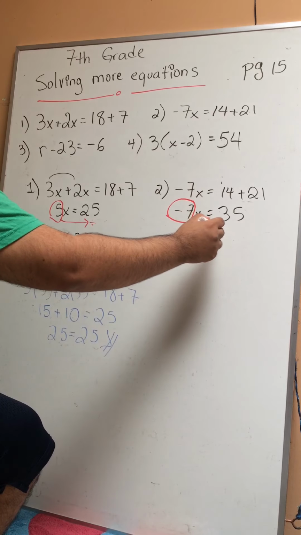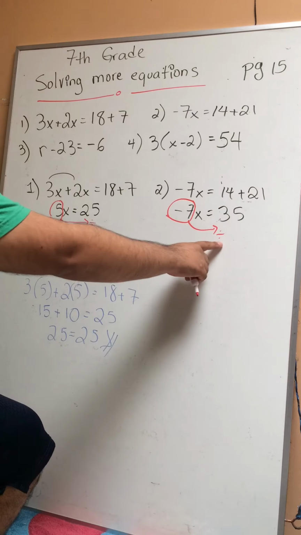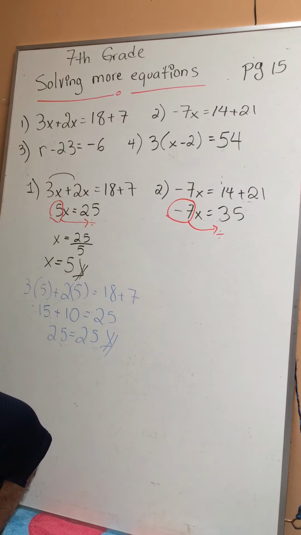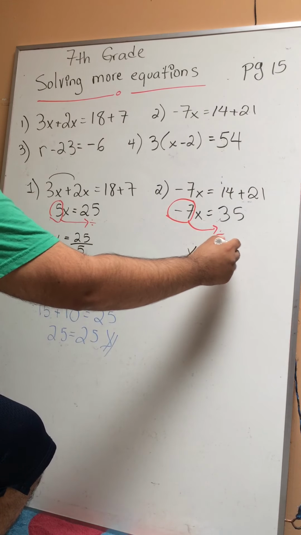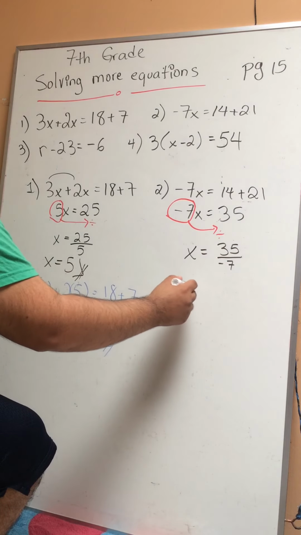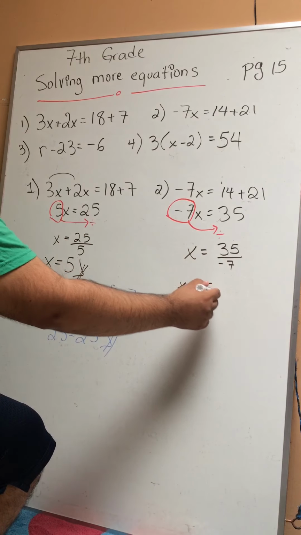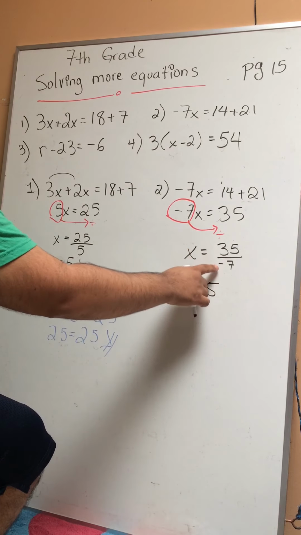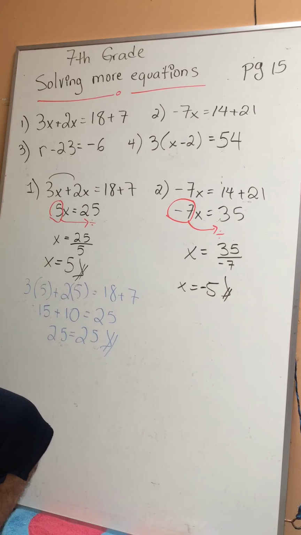Now we want to leave x alone, so we take this number, minus 7, and switch it to the other side, dividing, and since the number is negative, we have to carry the negative. So we have x equals 35 divided by minus 7. 35 divided by 7 equals 5. Positive divided by negative is negative. So we know that the answer is minus 5.